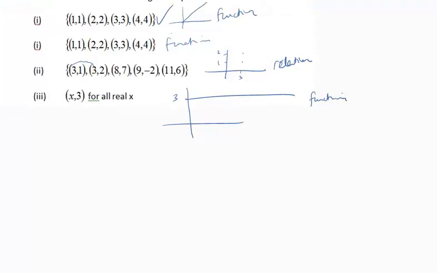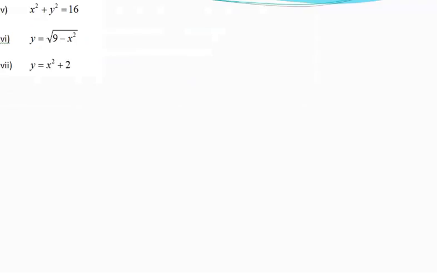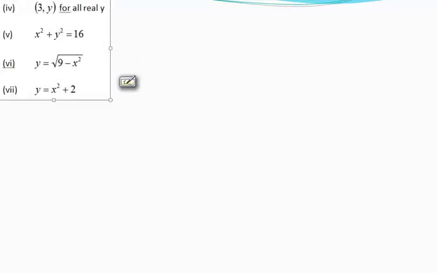So on to our next questions here. Drag these down here. So now if we draw this one up, we've got our x is equal to 3 and our y can be anything here. So we've got more than one output for our input there. So this one is a relation.